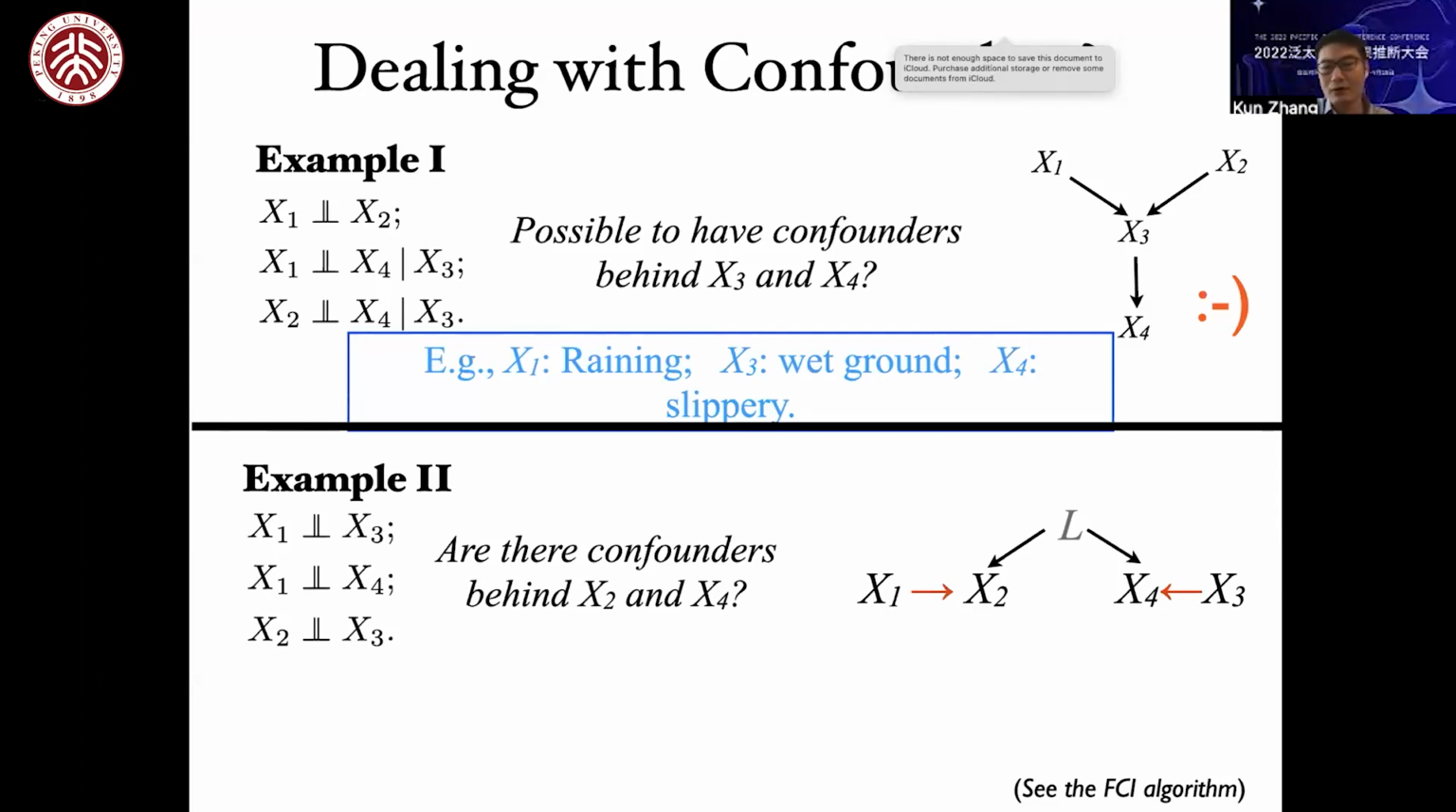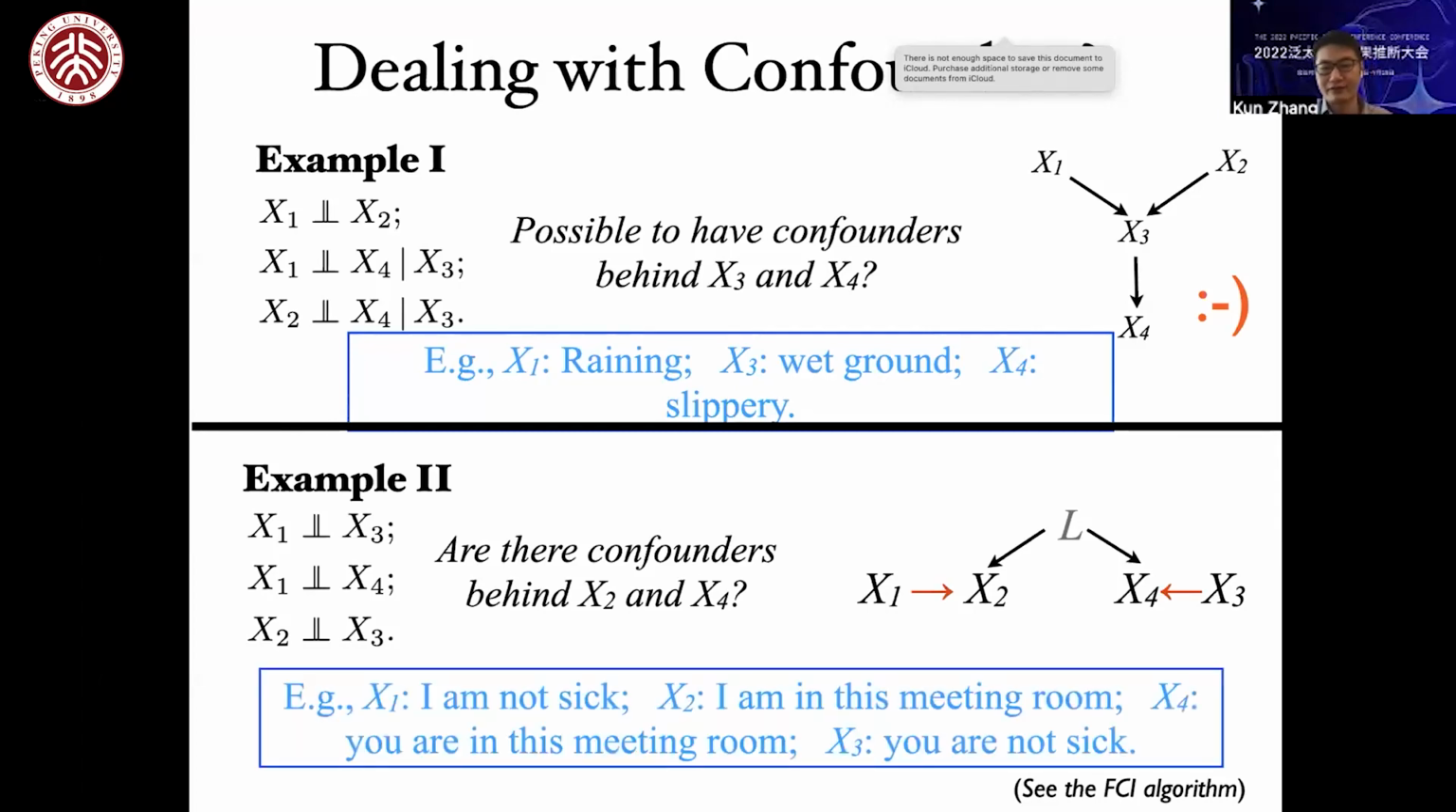Okay, and furthermore, we know that x2 and x4 are not directly causally related, meaning that neither of them is a cause of the other. So all the dependence between x2 and x4 can be explained by the latent confounders. So similarly, you can see a lot of applications of this idea.